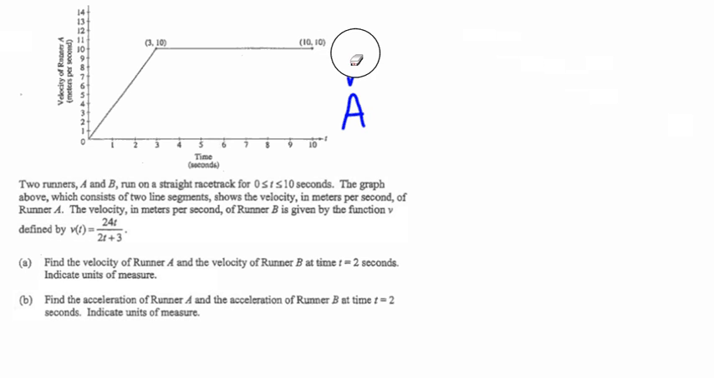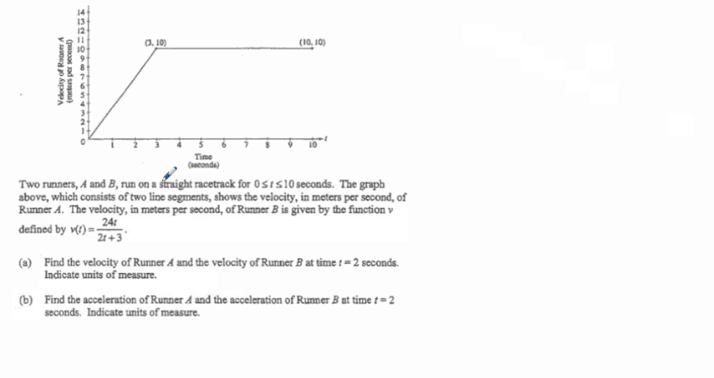And the third problem we looked at was this one, that we have two runners, A and B, run on a straight racetrack for 10 seconds between t equals 0, t equals 10 seconds. The graph above, which consists of two line segments, shows the velocity in meters per second of runner A. The velocity in meters per second of runner B is given by the function v, defined by v of t equals 24t over 2t plus 3. And of course, t would be in seconds, and the distance would be in meters.